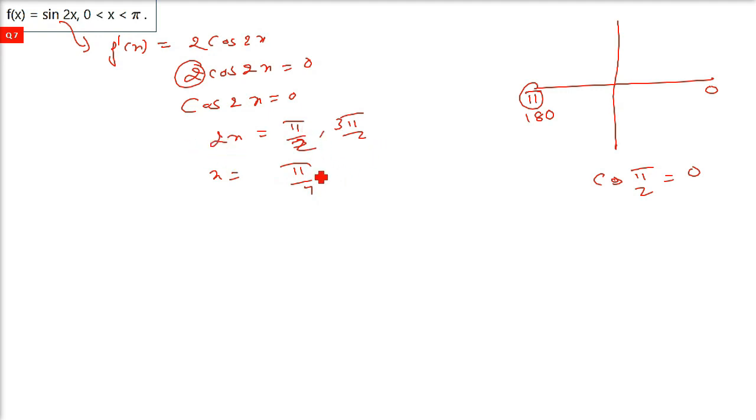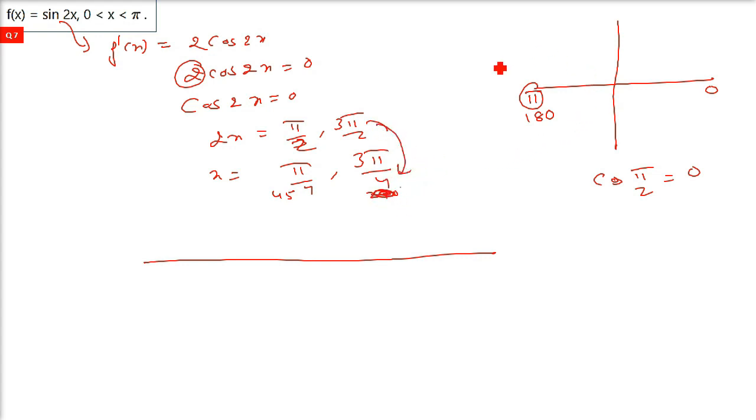When you divide it by 2, what will be the value? I'm dividing both sides by 2. It will be pi by 4 and 3 pi by 4. And you'll see that pi by 4 and 3 pi by 4 are actually in between 0 and pi. So we have to take both of these values. We have this 45 degree, and 3 pi by 2 is 270 degrees.